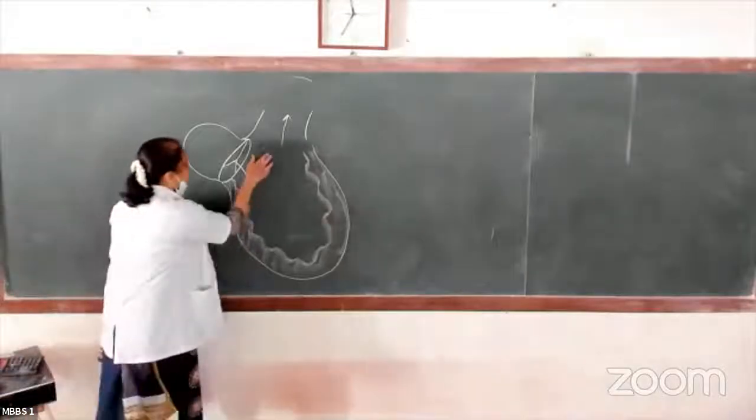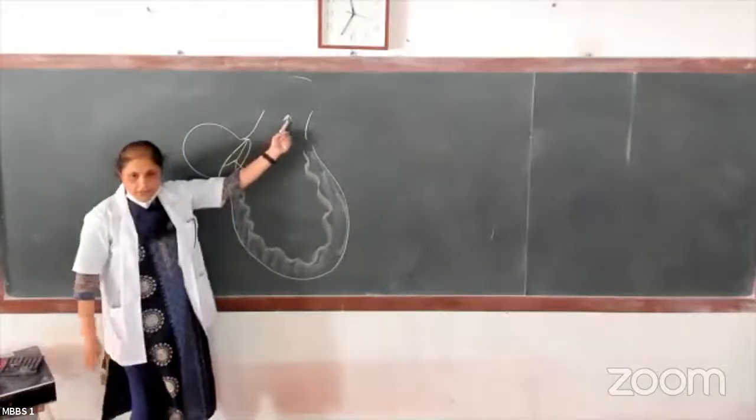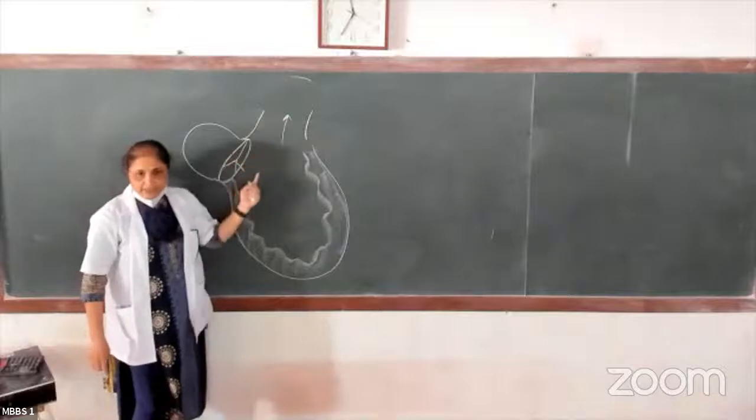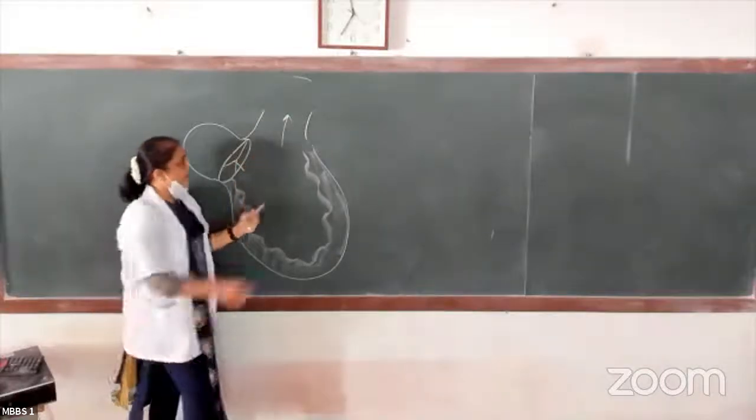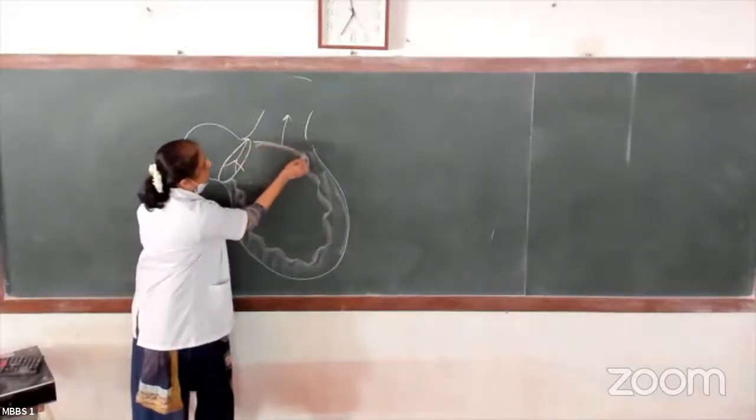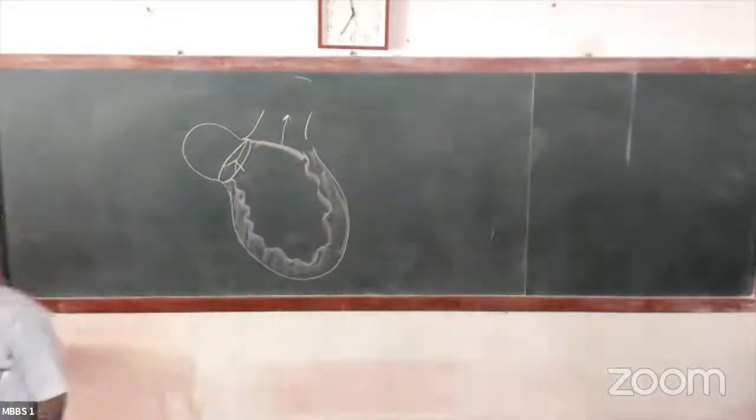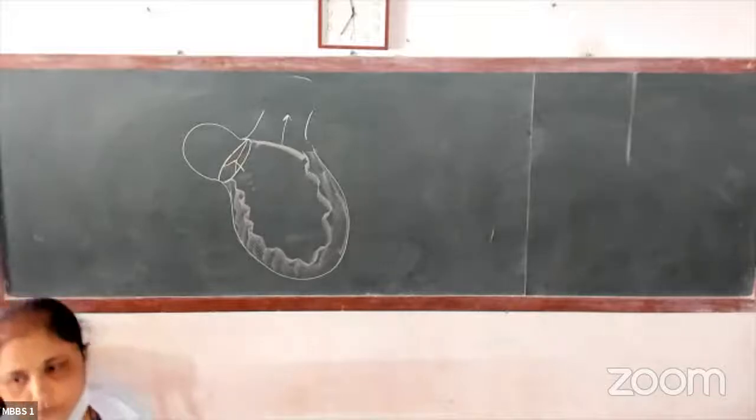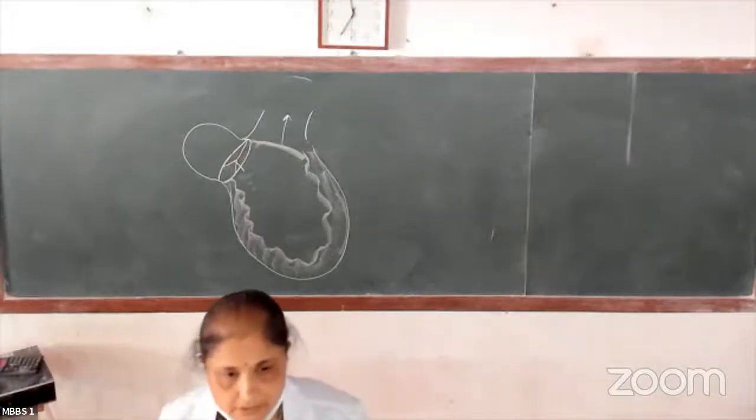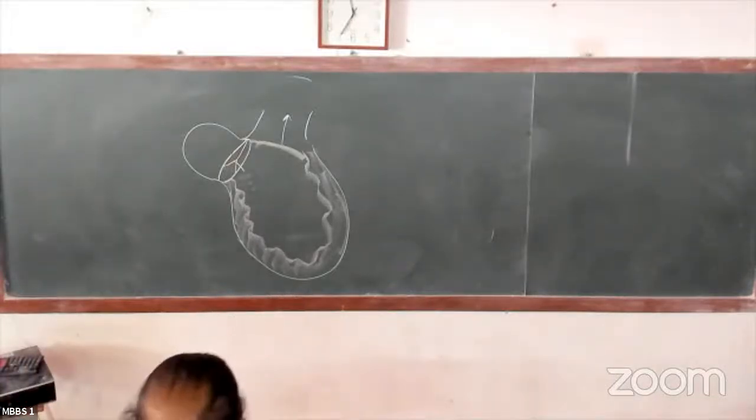Now, just remember that the outflowing smooth part is separated from the incoming rough part by one muscular elevation. This muscular elevation is called the supraventricular crest.